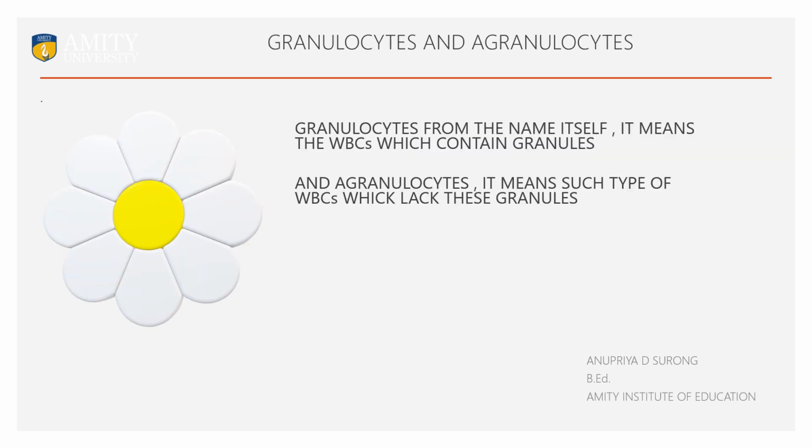To understand it well, let us categorize WBCs into two main categories, that is granulocytes and agranulocytes. Alright? Granulocytes, from the name itself, it means such WBCs contain granules inside them. Agranulocytes, it means such type of WBCs which lack these granules. So, WBC is categorized into two main categories, that is granulocytes and agranulocytes.